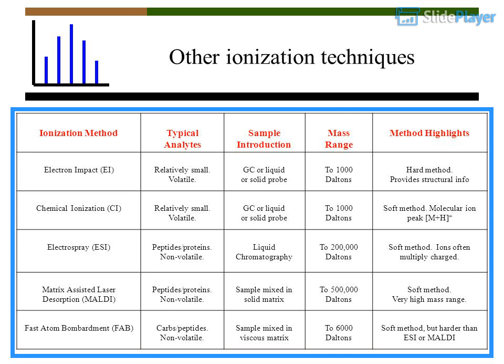Electrospray, ESI: peptides/proteins, non-volatile, liquid chromatography, to 200,000. Soft method, ions often multiply charged. Matrix-assisted laser desorption, MALDI: sample mixed in solid matrix, to 500,000. Soft method, very high mass range. Fast atom bombardment, FAB: carbohydrates/peptides, viscous matrix, to 6,000. Soft method, but harder than ESI or MALDI.